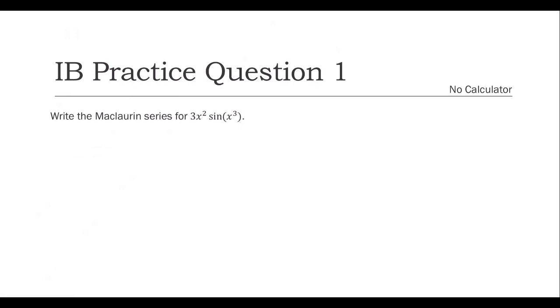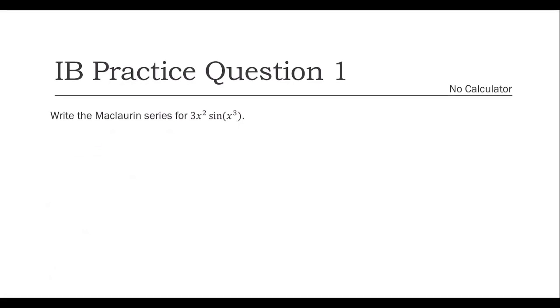So here we have our first IB practice question. It says, write the Maclaurin series for 3x squared sine of x cubed. So our Maclaurin series for the sine of x equals x minus x cubed over 3 factorial plus x to the 5th over 5 factorial minus x to the 7th over 7 factorial, and so on.